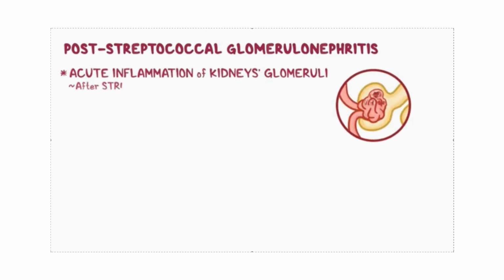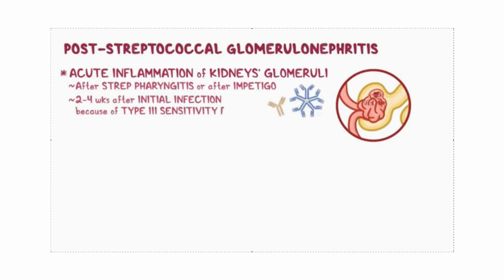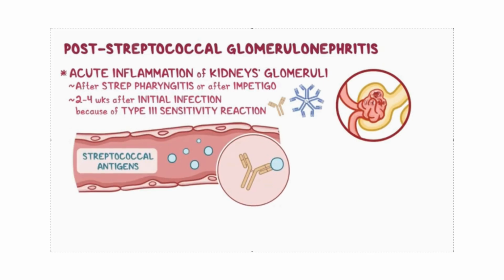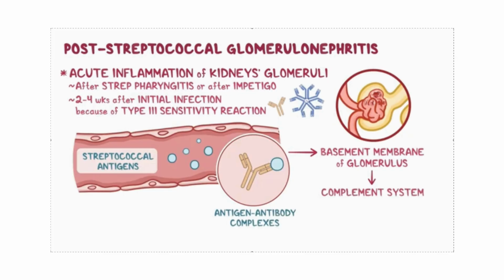Another post-strep pyogenes complication is post-streptococcal glomerulonephritis, which means acute inflammation of the kidney's glomeruli, most commonly seen after strep pharyngitis or after impetigo. It typically occurs 2 to 4 weeks after the initial infection because of a type 3 sensitivity reaction. This means that the streptococcal antigens that remain in the blood combine with antibodies and form antigen-antibody complexes that are deposited in the basement membrane of the glomerulus. This can activate the complement system and attract neutrophils to the glomeruli, resulting in kidney damage.